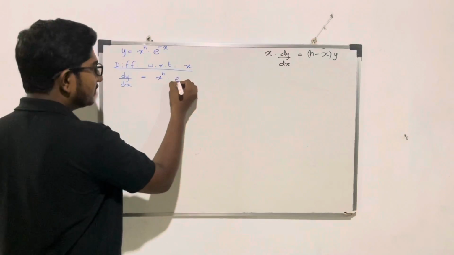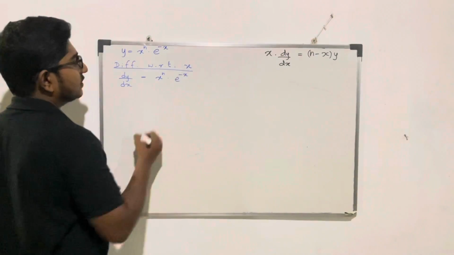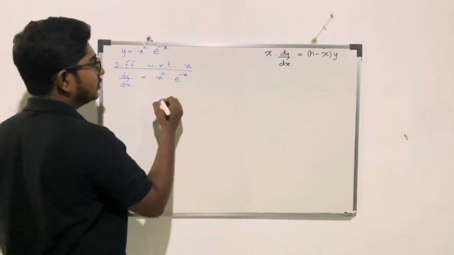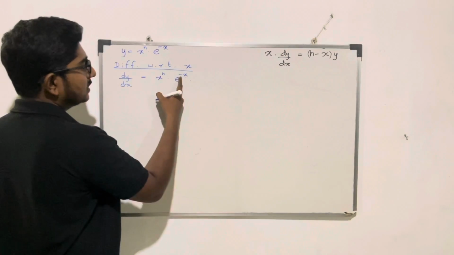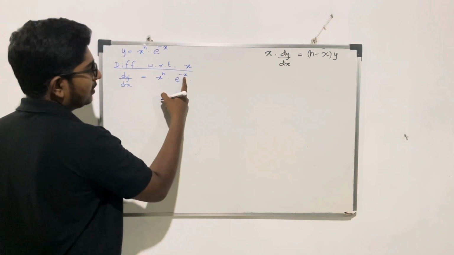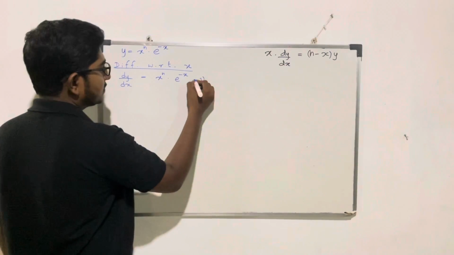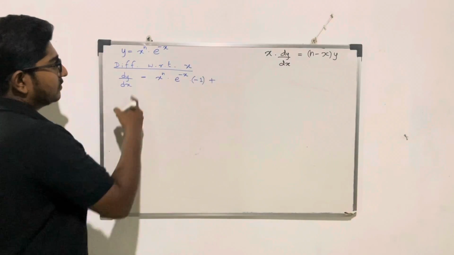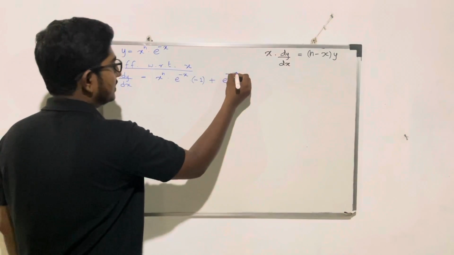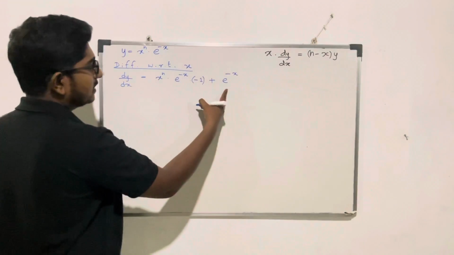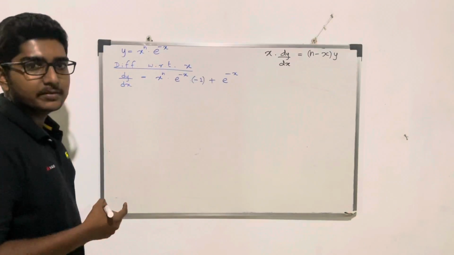So e to the power any function: differentiation of e to the power function is e to the power function into derivative of this index. Differentiation of minus x is minus 1. Then plus, we have to write the second term as it is. Since we have written x to the power n in the first term, in the second term we have to write e to the power minus x.